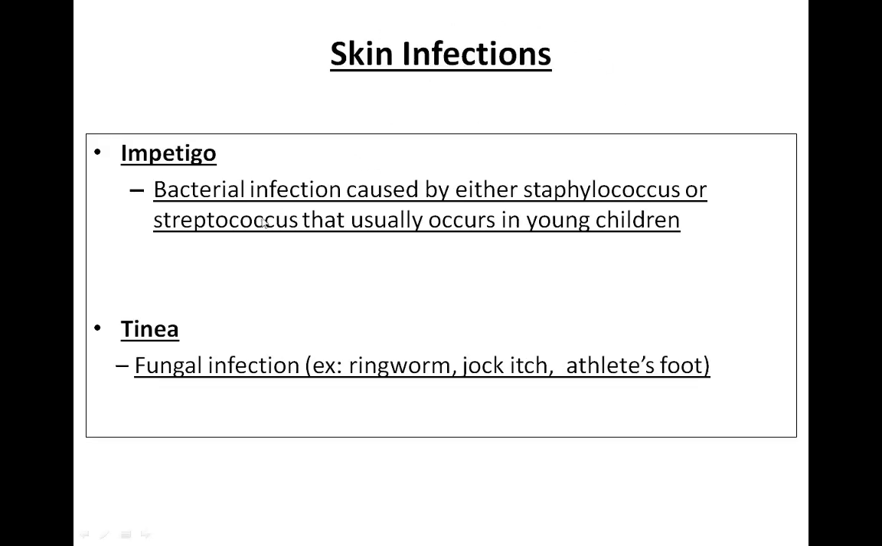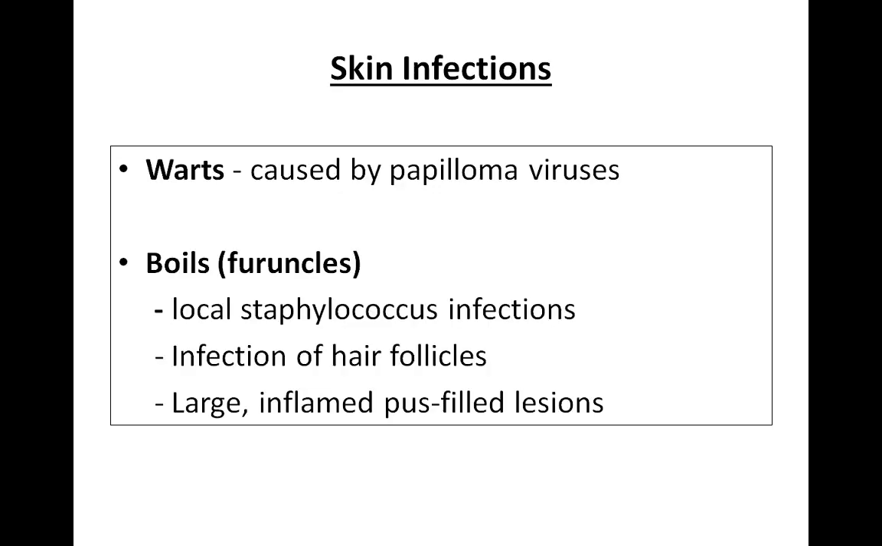Then skin infections. One is called impetigo. Impetigo is a bacterial infection caused by either staphylococcus or streptococcus, which is most common in young children. Then tinea. Tinea is a fungal infection, like ringworm, jock itch, and athlete's foot. So these are fungal infections. Then warts. Warts are caused by the papilloma virus. Then boils or furuncles. These are local staphylococcus infections, mostly in hair follicles that get infected, become inflamed and form pus.